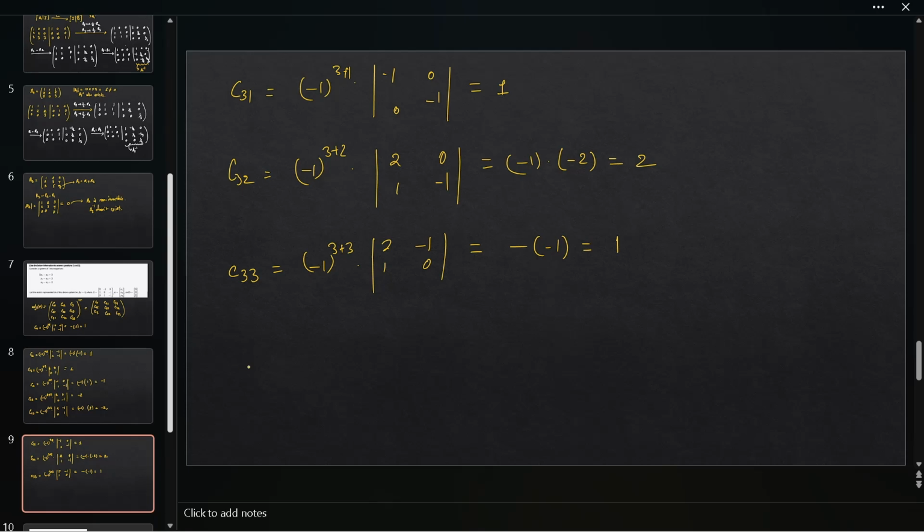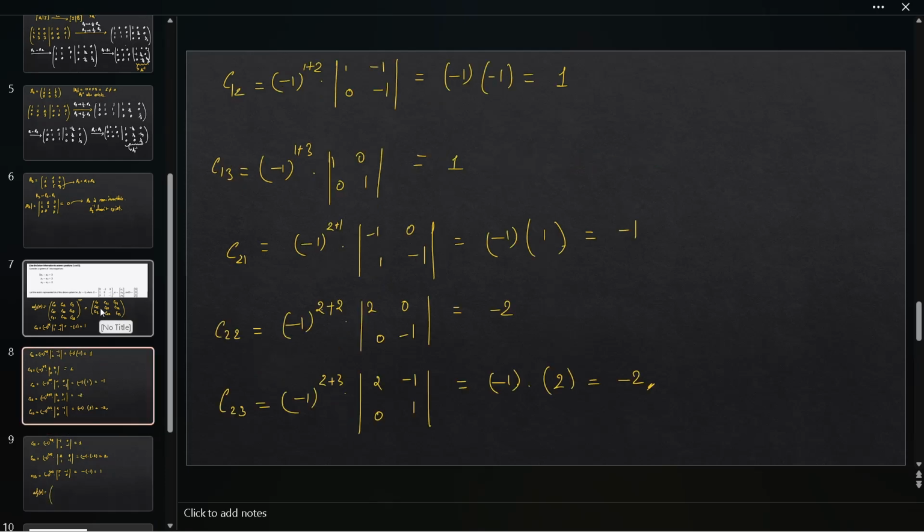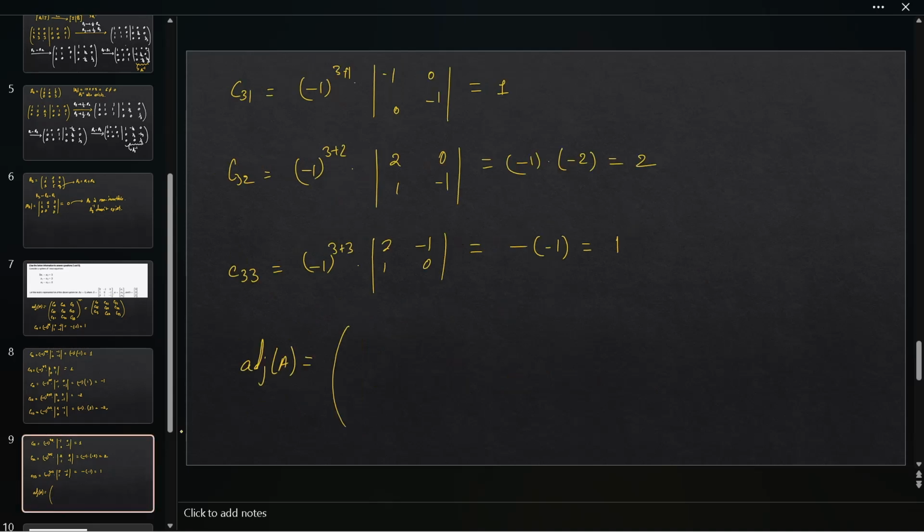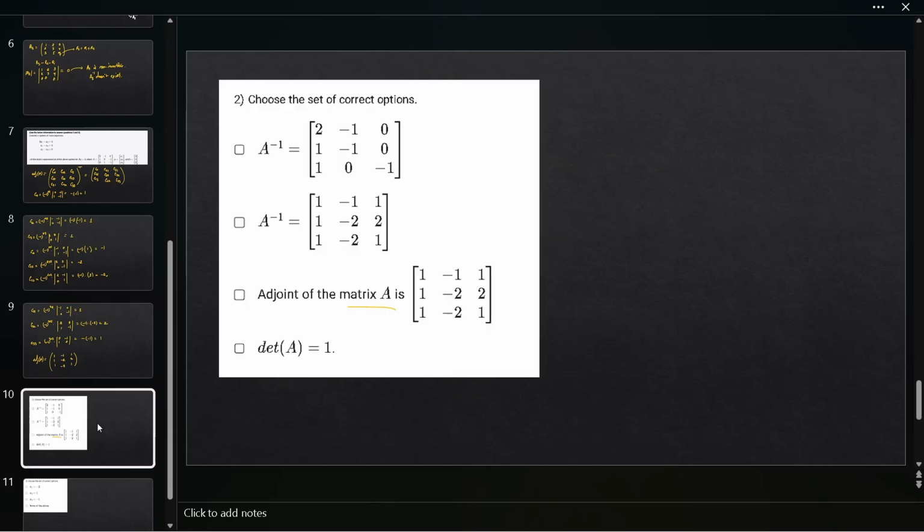So now we can write adjoint of A here, which is equal to C11, C12, C13. So 1, 1, 1, then minus 1, minus 2, minus 2, and then comes 1, 2, 1. So this is my adjoint of A. So now let's check whether it is present in question 2 or not. Yes, this option is correct.